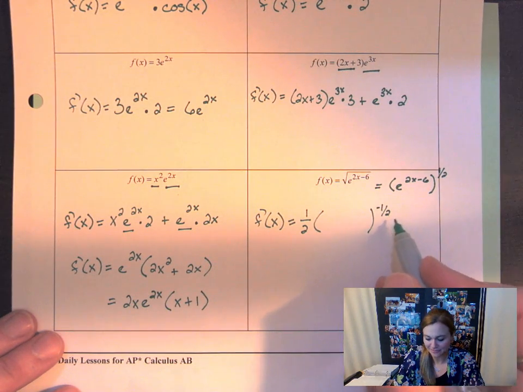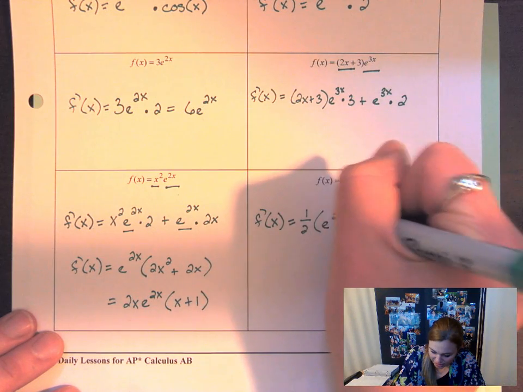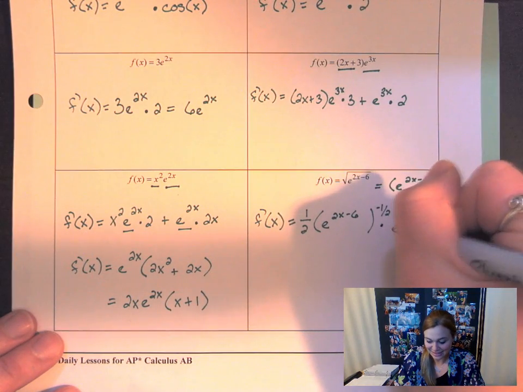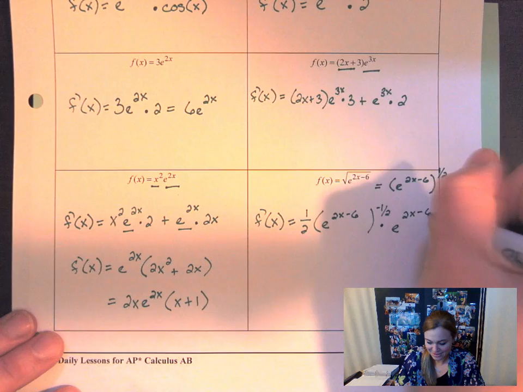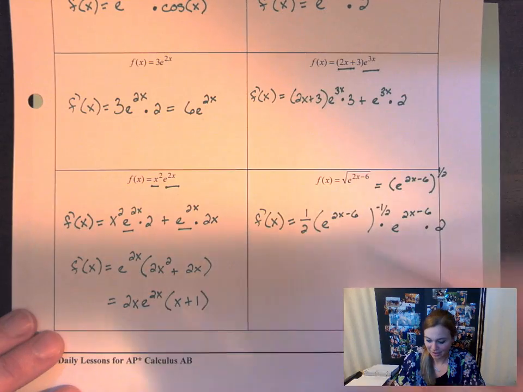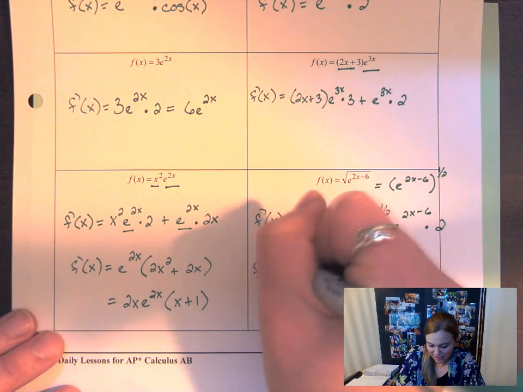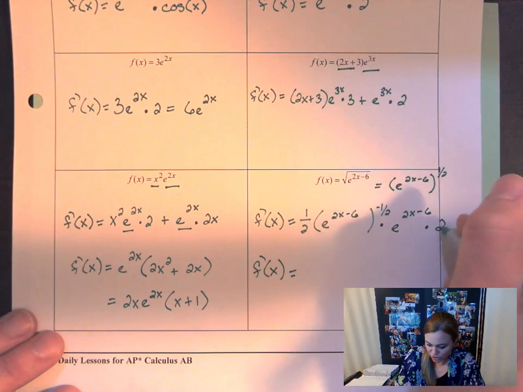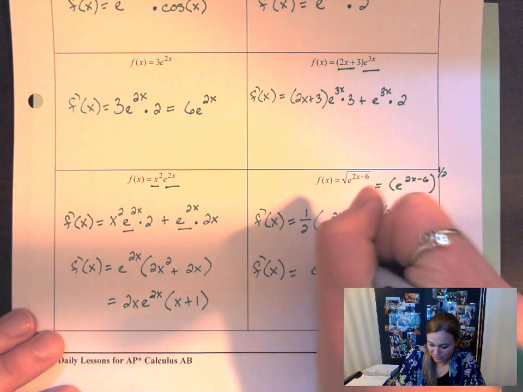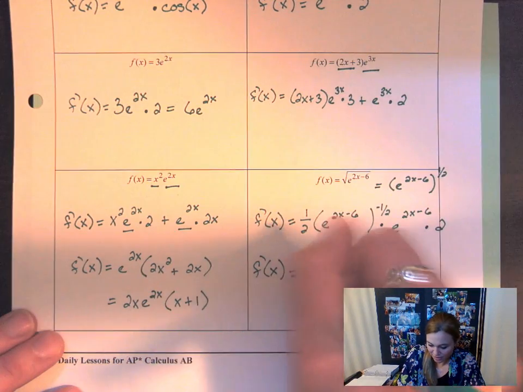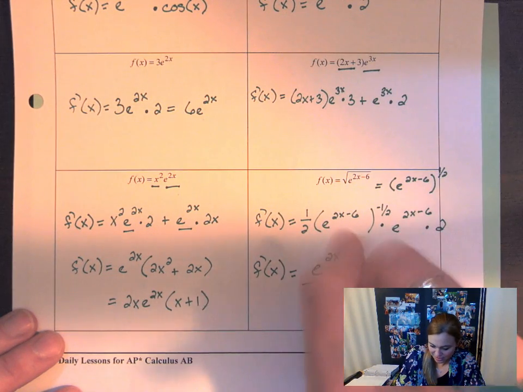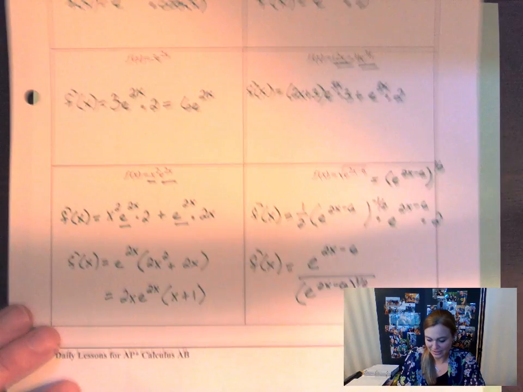What do you do to the inside? Leave it alone. Times the derivative of the inside. E to the anything is e to the anything times the derivative of the anything. The derivative of the exponent in this case is just 2. I want to simplify just a little bit because I don't want a negative exponent. 2 times 1/2 would just cancel out. The e to the 2x minus 6 would stay in the numerator. E to the 2x minus 6 to the 1/2 power would go in the denominator.